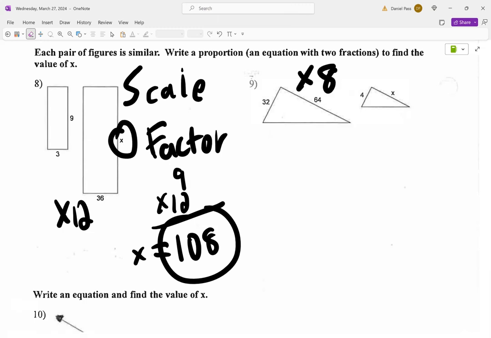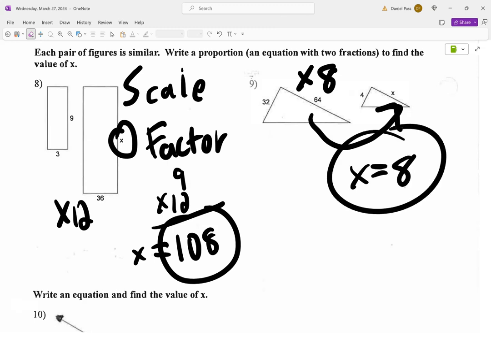Okay, when we go from the 64 back here, we need to divide by 8. So what do we get? 64 divided by 8, everybody. 8. It's 8. Okay. All right. Let's give him a hand.